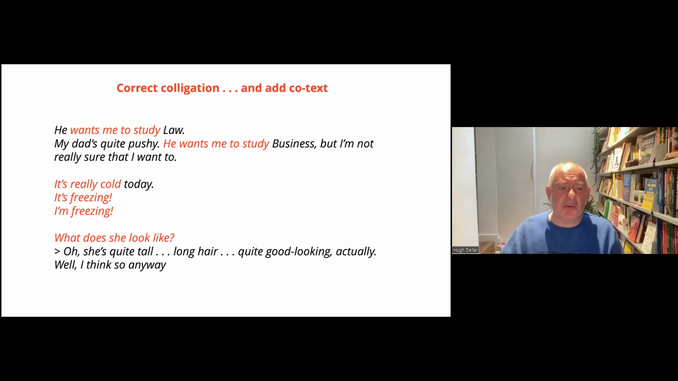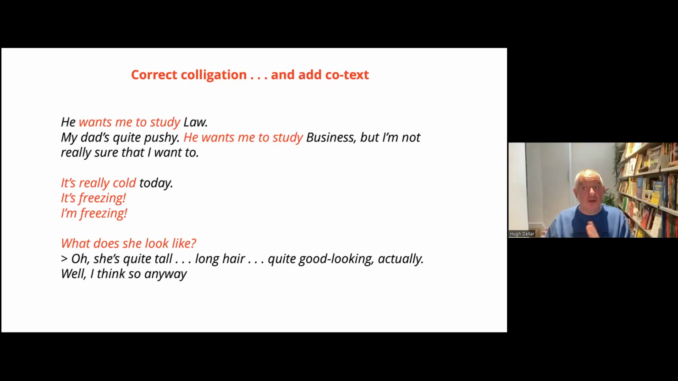Yeah, in English, for some weird reason, when you're talking about the weather, you have to say it's. So, it's hot in here. Whoa, it's really cold today. Or if it's really cold, it's freezing. Or, whoa, I'm freezing. I'm going to go and put another jacket on. Yeah, I know in our language we say, how does she look? In English, it's what does she look like? Here's a typical answer. Oh, she's quite tall, long hair, quite good looking, actually.